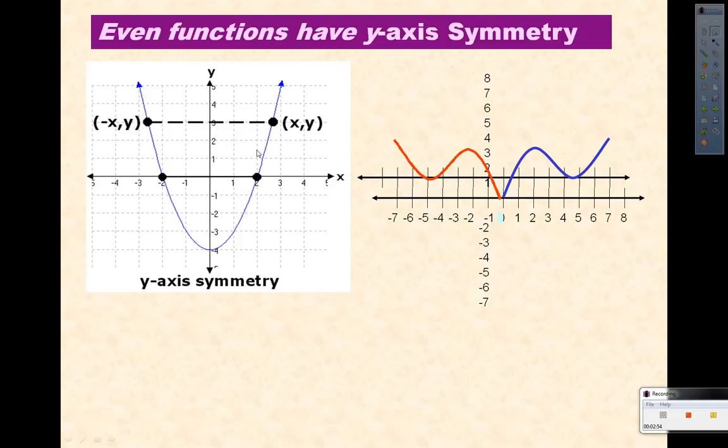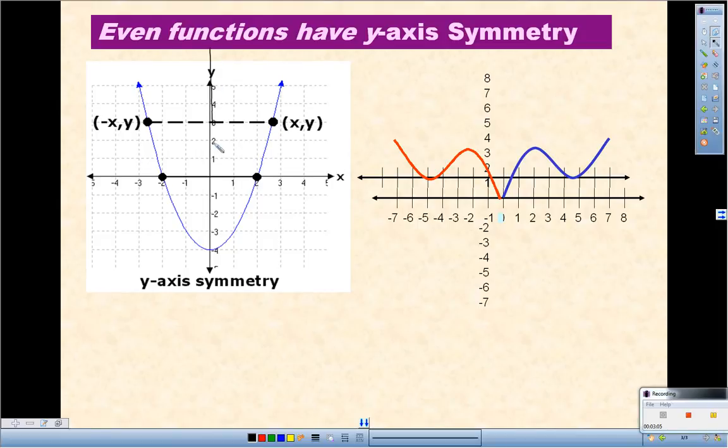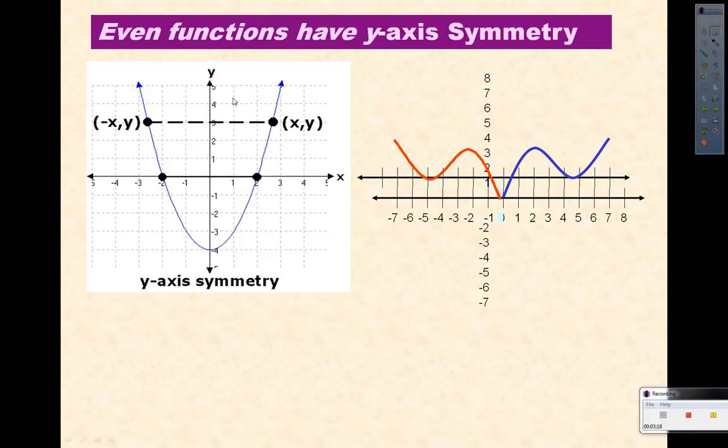Even functions have y-axis symmetry. For example, if you see the graph on the left in blue, you can split this function down the y-axis, and it's the same on the left as it is on the right. It's a mirror image of each other. Same thing with this function here. If I split it right down the y-axis, it's the same on the left as it is on the right. And there's the y-axis.